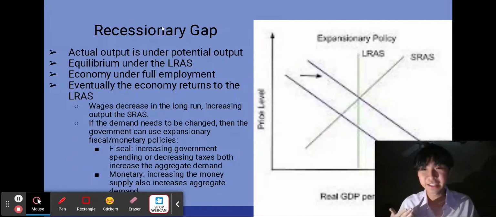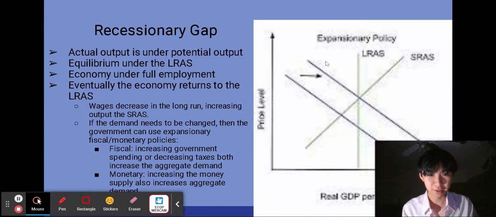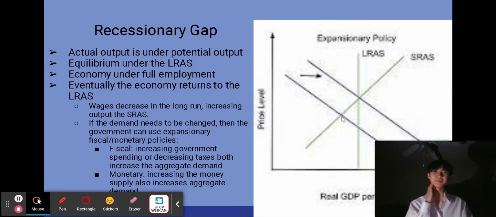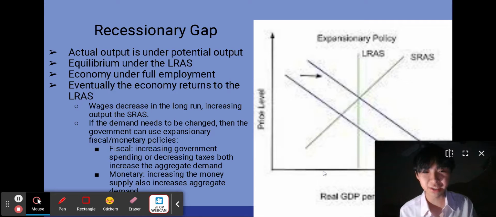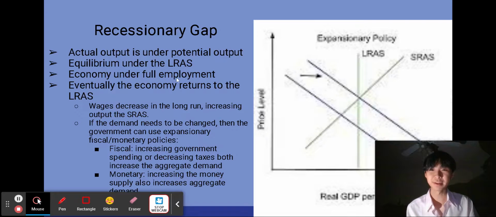Okay, and finally is the recessionary gap. So that means it would be around here. The equilibrium point would be around to the left. And this means they're not at their full output, and real GDP is under their actual output, and then they're just not producing as much, right? So the economy is not at full employment at all, and they're going to need to return back to the LRS.